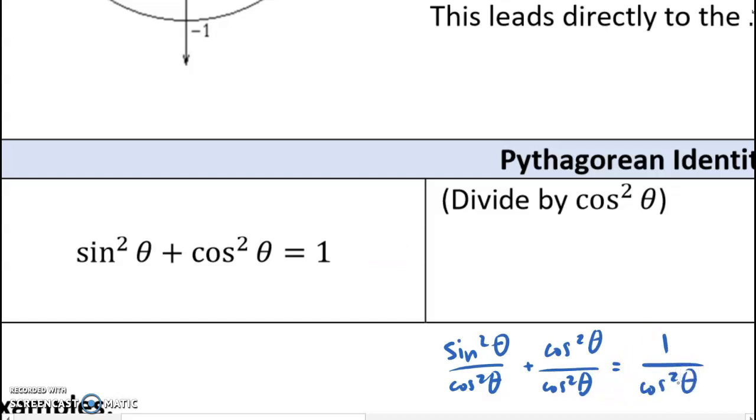And since we know our reciprocal and ratio, or quotient identities, we know that sine over cosine is tangent, so if we square both, we have tangent squared of theta. And cosine squared divided by cosine squared, well, I think we all know that that's equal to 1. And the reciprocal of cosine is secant, so we've got secant squared of theta. All right, so this is another Pythagorean identity. Tangent squared of theta plus 1 equals the secant squared of theta. And again, that's going to be true for all values of theta.